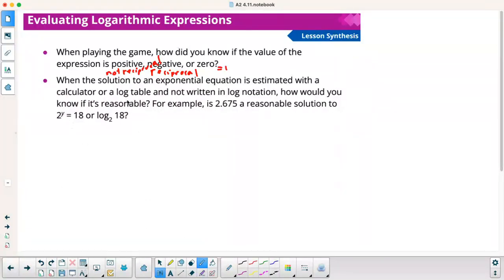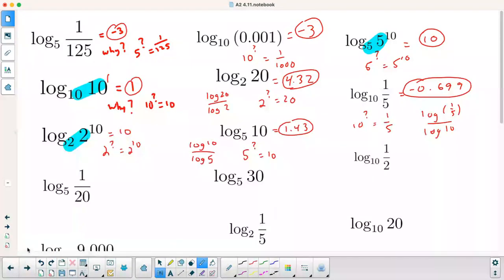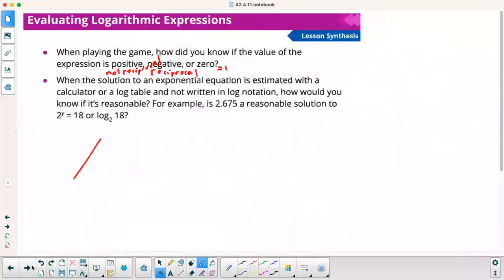All right. So when I say positive, let me go back. So here, 5 to what power equals 30? Well, I know I need to get bigger. So my exponent is going to be positive. If I needed to go in the other direction, I would need to make that negative to flip it to make a reciprocal. So, all right.